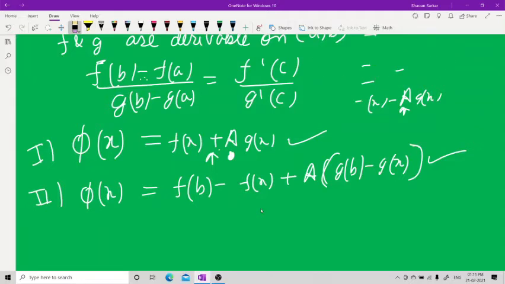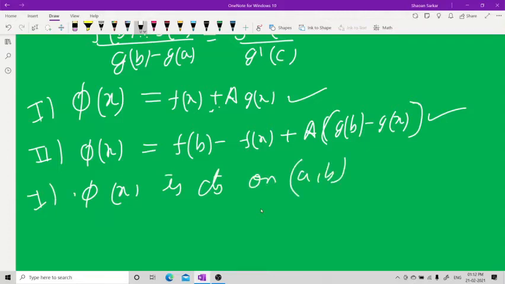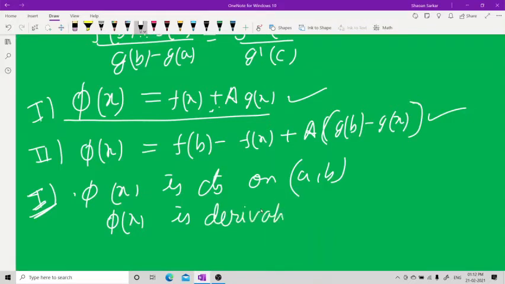Yes. Now this condition, wait a minute. Now see, I have to show, say phi x, I'm taking the first method. Phi x is continuous on [a, b], the first point. Phi x is derivable on, sorry, this is closed interval, not open interval. This is closed interval. This is the open interval (a, b).